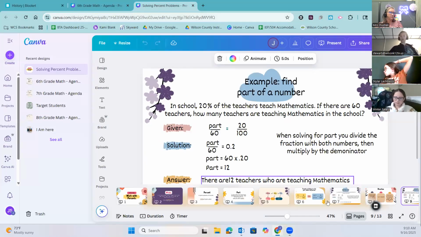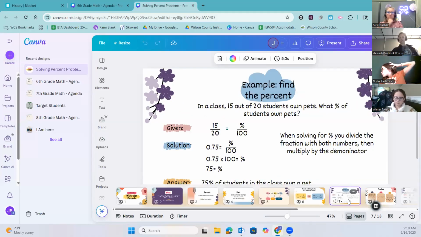All right, so yesterday, quick recap, we found a percent when the percent was missing. So we talked about this. If you get 15 out of 20 on a test, you get a 75% on that test, right? Percents are out of that 100, even though there were only 20 questions on that test.